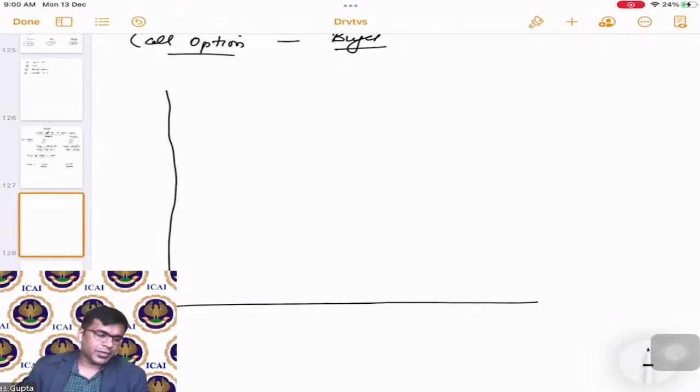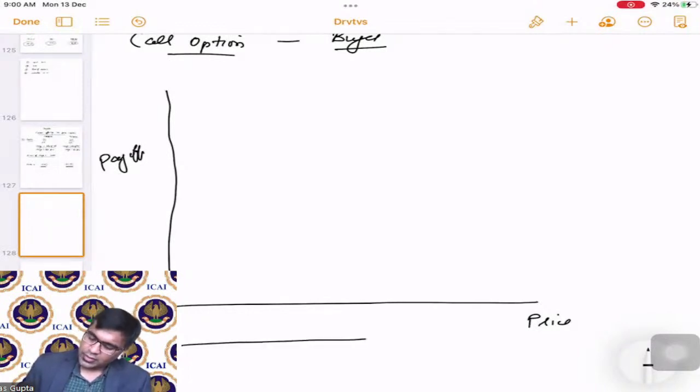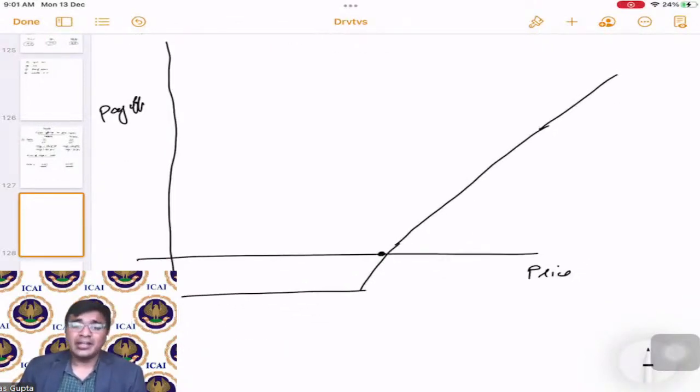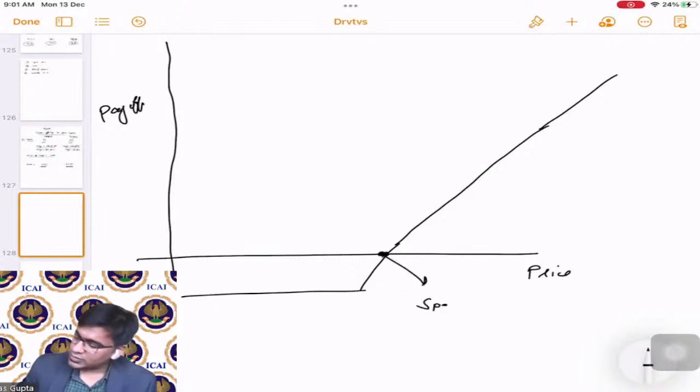Now, call option from the perspective of buyer, we said that if here is a price and here is a payoff, then the net payoff diagram will look like this. Initially, it will be negative, and here it will slowly, slightly rise, and it will then keep on rising because the loss is limited and the gain is unlimited, correct? And this will be the price which is equal to the strike price.